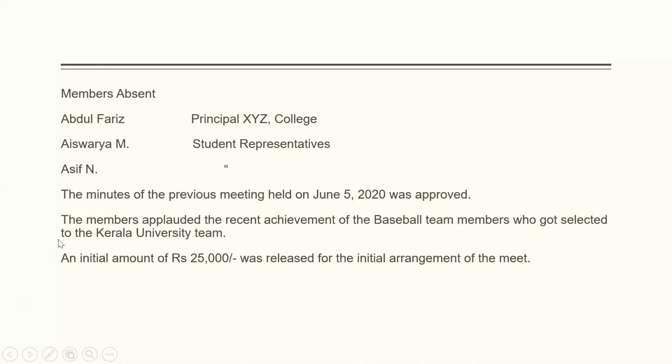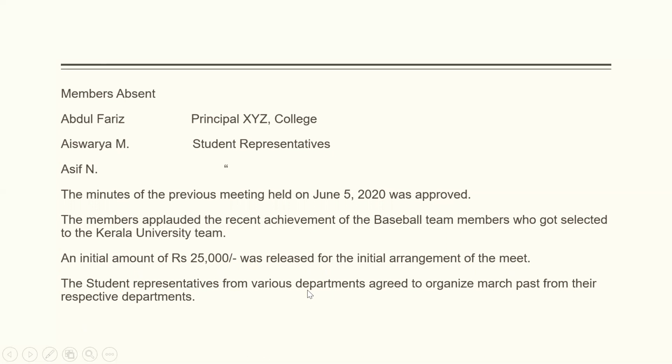Next is, here the sports club meeting is done. So here I have taken it as a sports meet. I have thought of this meeting as one where some meet is going to take place. So an initial amount of rupees 25,000 was released for the initial arrangement of the meet. An amount of rupees 25,000 was released for the initial arrangement of the sports meet that was decided.